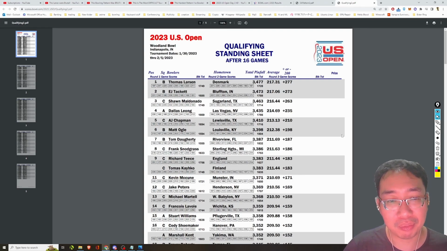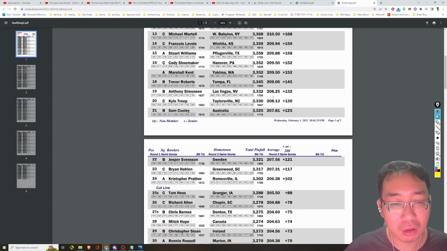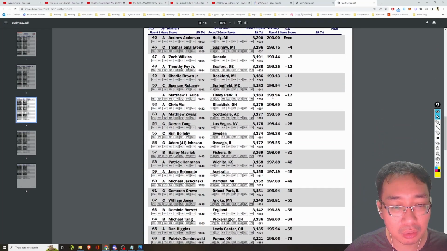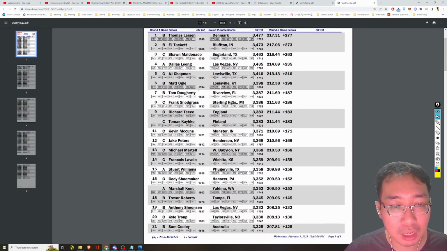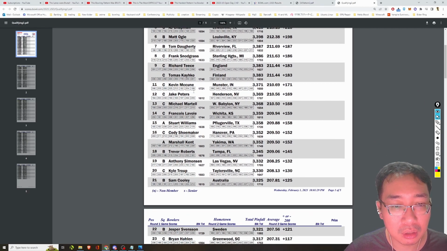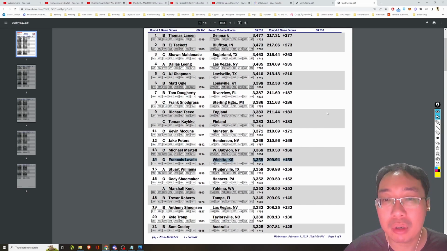So a bit of a sidetrack into the leaderboard, the qualifying standing sheet after 2 days, after 16 games. Francois Lavoie is around... wait, where's Francois Lavoie? Did I miss him? He should be up there. Okay, he's 14th. So Francois Lavoie is definitely doing decently well, well into the cut at 209 average, plus 159.